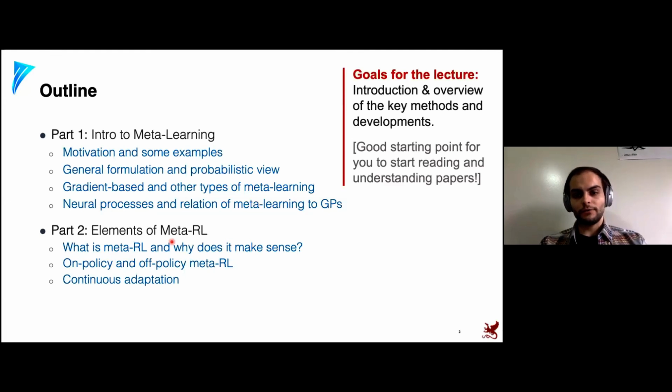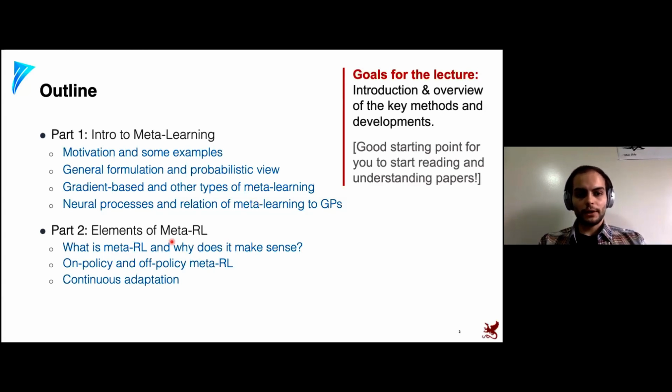So if you already know meta learning or your research is about meta learning, probably you will not learn that much. This is an introduction, first of all, and maybe you will learn some interesting points or implications that we're going to go through. But generally, our goal is to give you an introduction and a good starting point to start reading papers in this field. Okay.